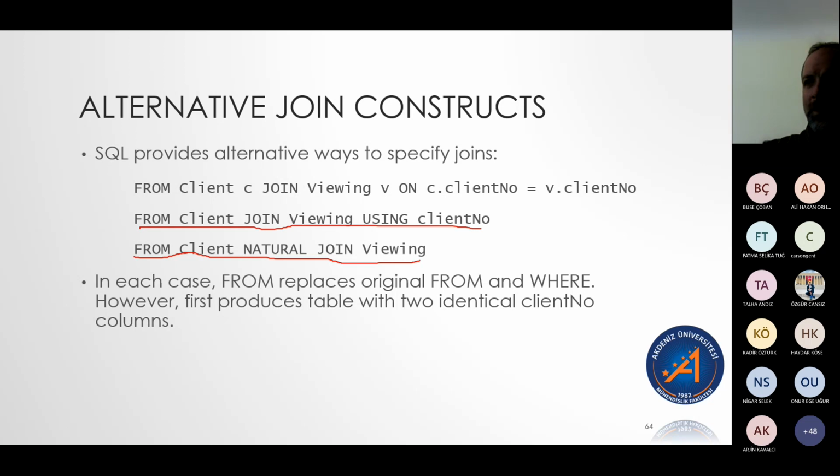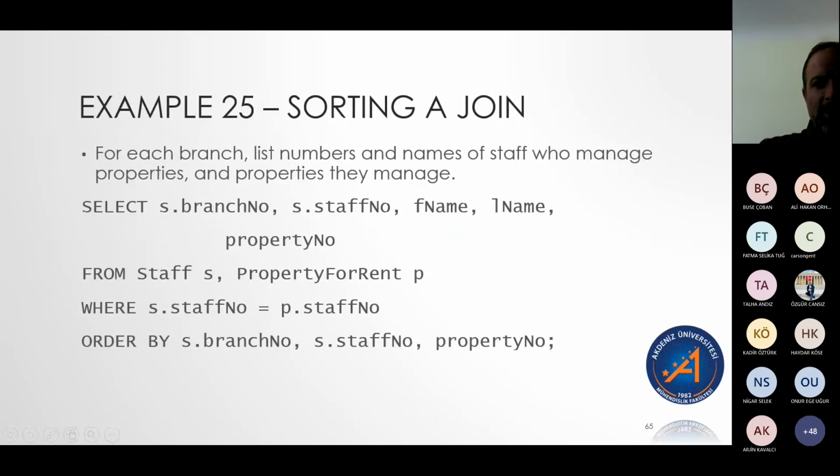Okay. We can do things like sort on different columns from different tables, right? So here we're sorting by branch number, staff number, and property number. So 2 columns from the staff table and then a column from the property table. We use both tables here, we join them, and then we order by the different columns.